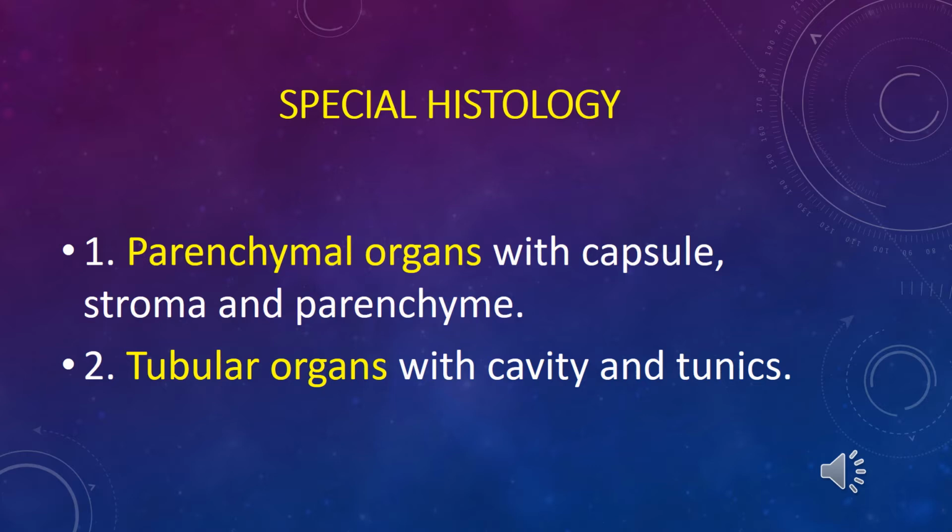The second type is named tubular organs. Tubular organs always have a cavity and tunics, or special layers. Like a tube composition, in the central part is a cavity, which can form some liquor, or if it's a respiratory system, it will be the airway, and tunics: mucosa, submucosa, muscle, and adventitia or serosa.